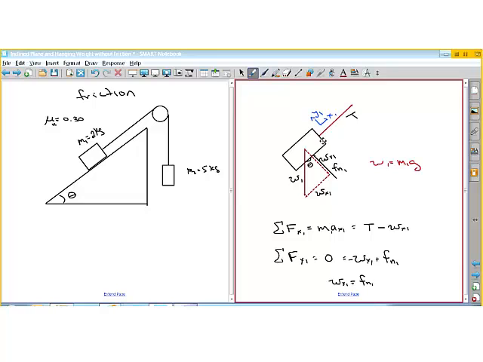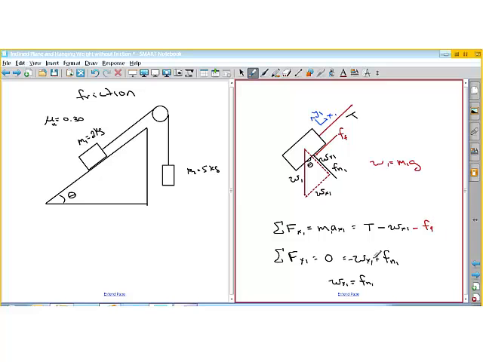So this is the previous free body diagram we had. The only difference is that now we're going to have this friction force acting here, which is going to oppose the motion. So I have one more unknown, and that goes right here, and it's going to go in the negative x direction.